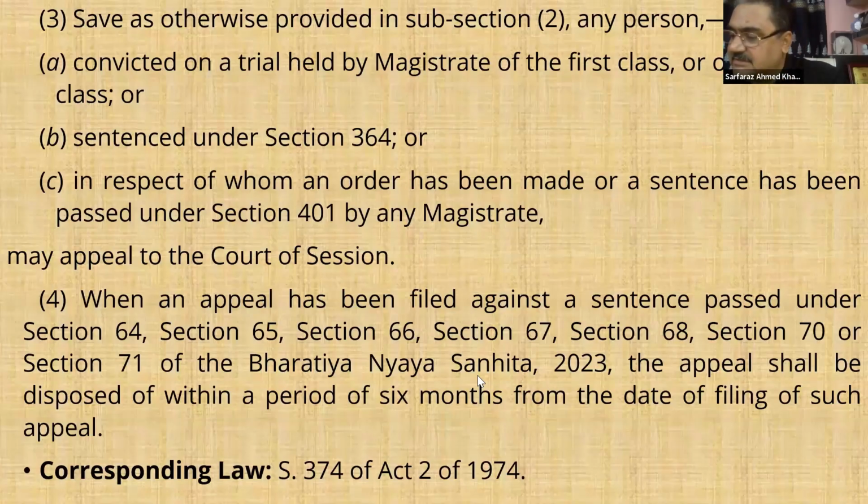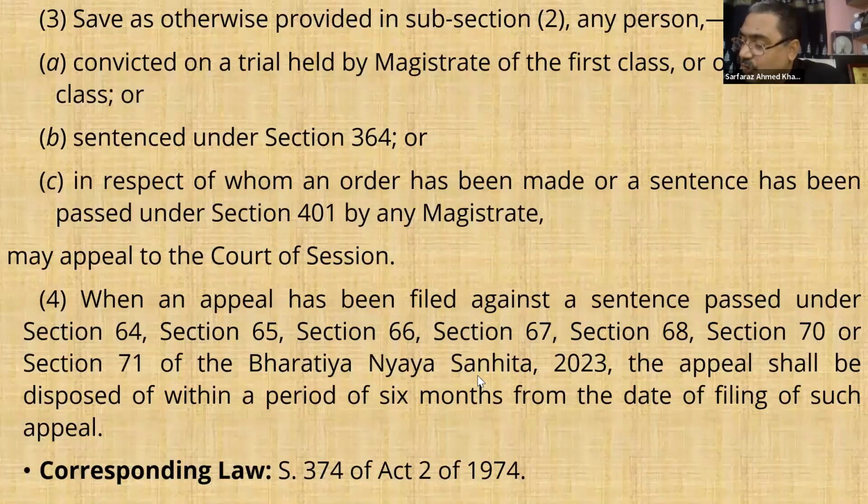So here, what's the reason? The reason is that the magistrate who is conducting the trial may think that the case deserves more punishment than what he is authorized to give. In those cases, the magistrate can transfer the case to the CJM.